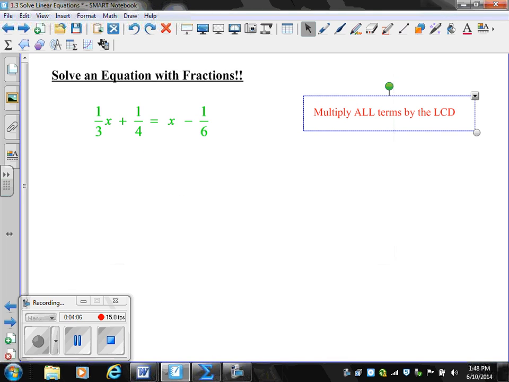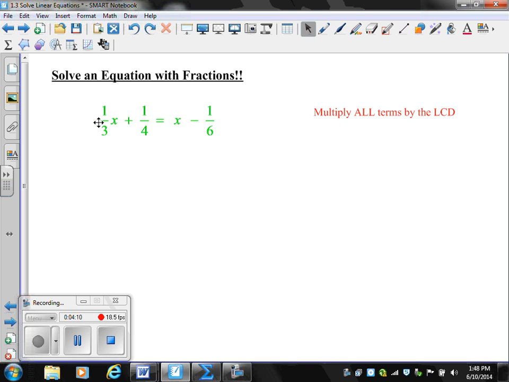Okay, so let's take a look here. I'm looking at the 3, the 4, and the 6. What number do all three of those go into? What number is 3, 4, and 6 all a factor of? Well, 3, 4, and 6 are all factors of 12. So 3, 4, and 6 are all factors of 12.